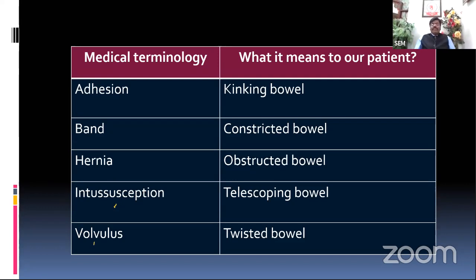And a twisted bowel: volvulus of small bowel, volvulus of cecum, volvulus of transverse colon, and sigmoid volvulus, the commonest one. All different volvulus we see. Hernias, different sites of hernia you have seen. Bands and adhesions, by far the commonest cause is A and B.